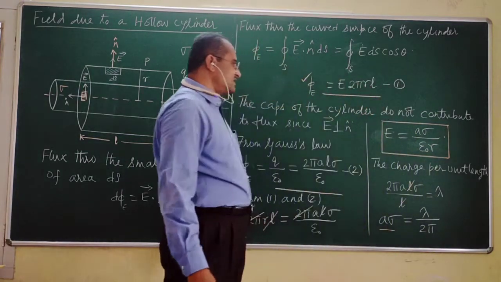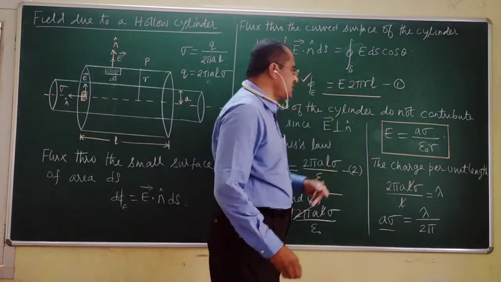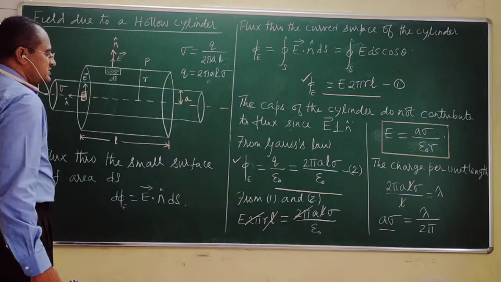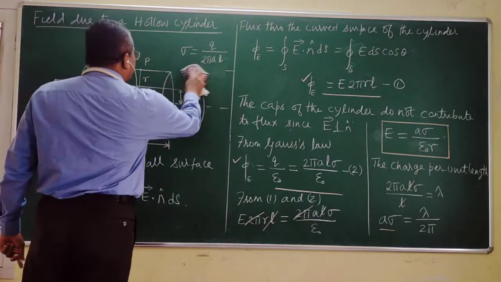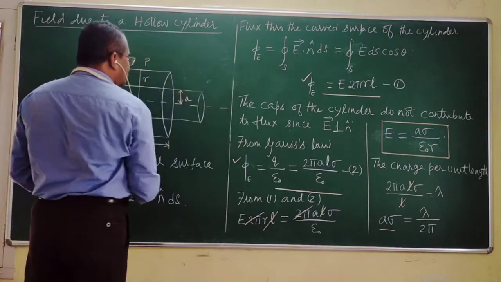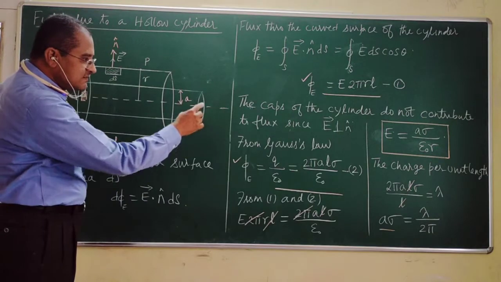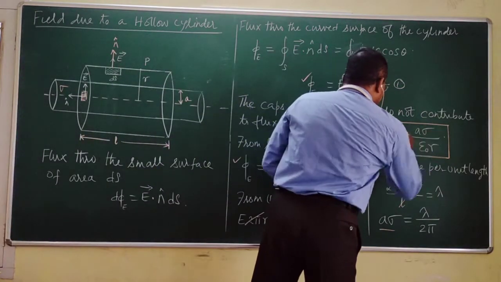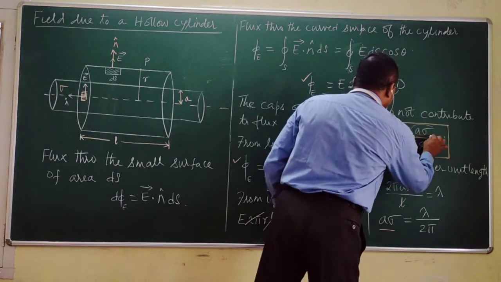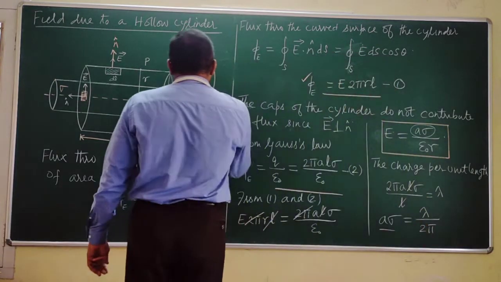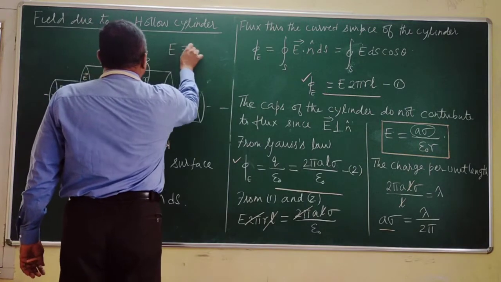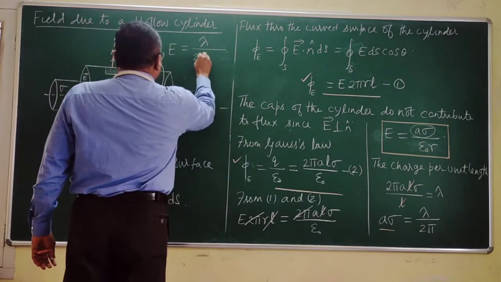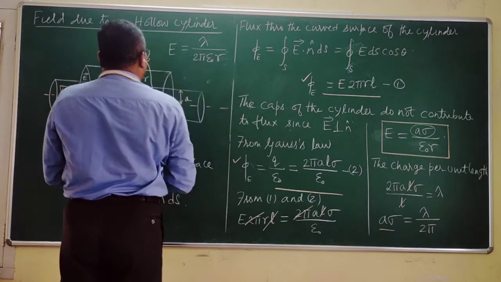This value of A sigma, if I substitute here, I will end up with an expression. If I now substitute A sigma is equal to lambda by 2 pi in this place, I will end up with E is equal to lambda by 2 pi epsilon naught r.